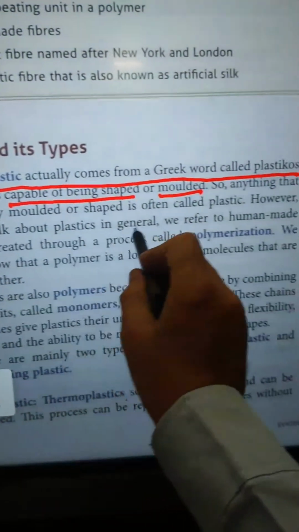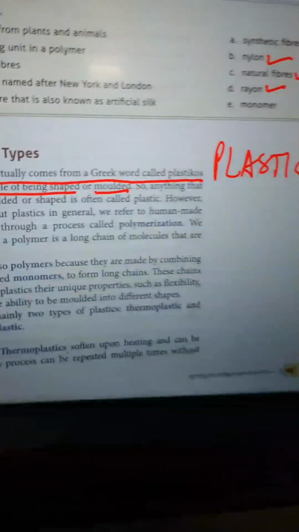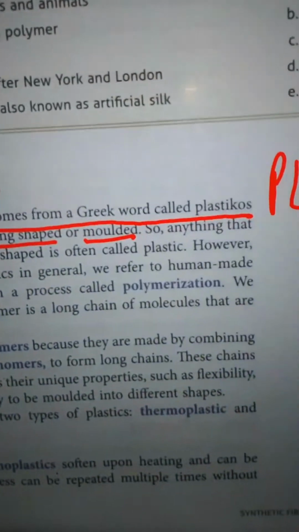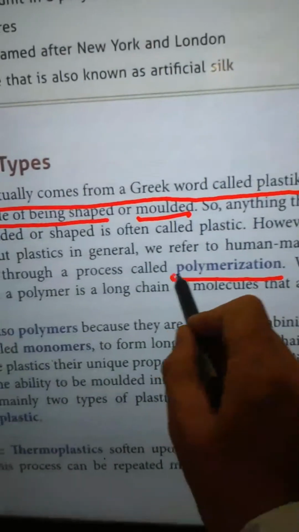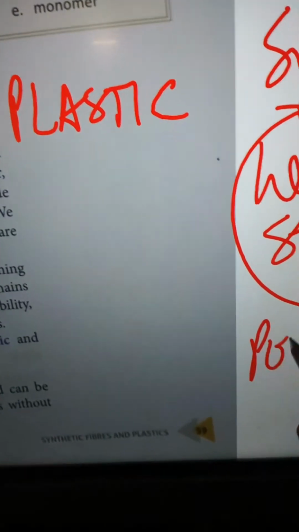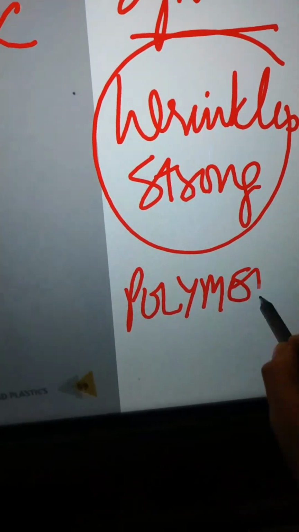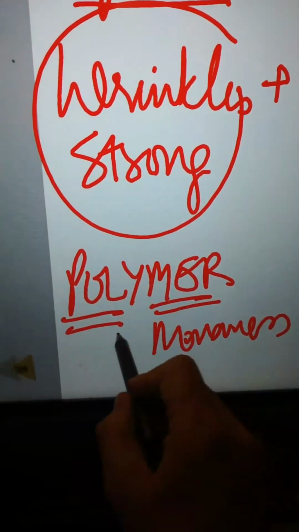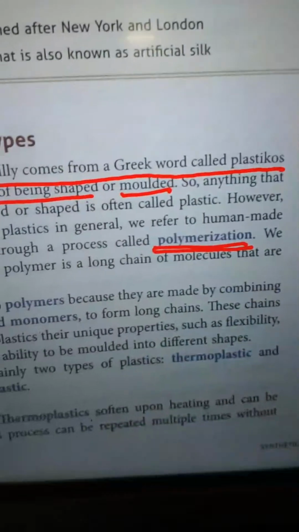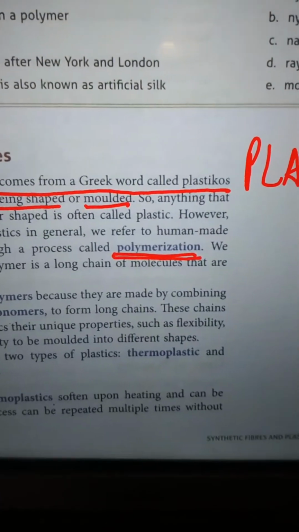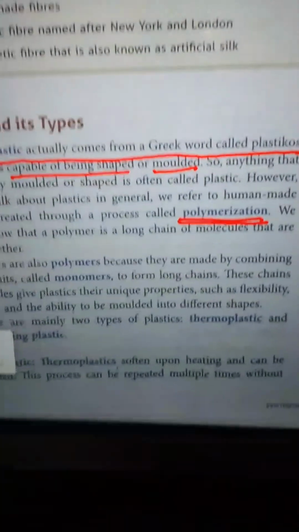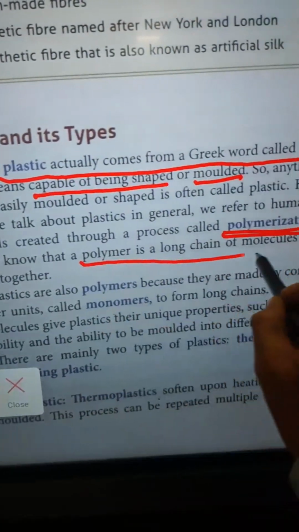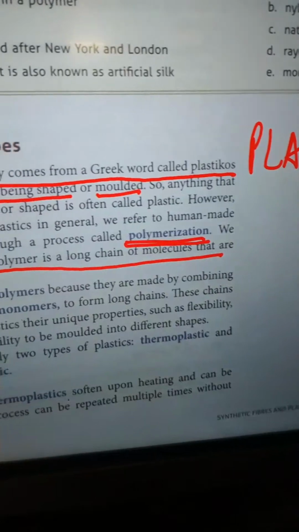However, when we talk about plastics, we mean the human-made materials which are made by polymerization. Now, what is polymerization? It is an important word. We read yesterday that there are polymers, a combination of many monomers. Many monomers join together and they are called polymers. So plastic is made up of many monomers joined together. A polymer is a long chain of molecules, so plastic is also a long chain of molecules.